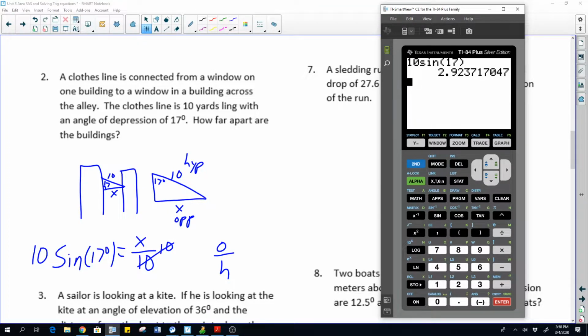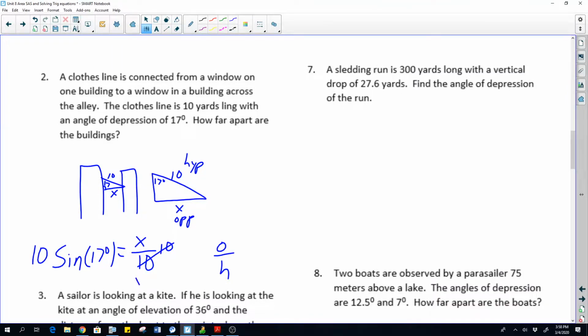Okay, so we got 10 sine 17 degrees. Awesome. And so that is going to be 2.92. So let's round to the nearest tenth because that's what we're used to doing on these problems. So x equals 2.92, or just 2.9. And then don't forget to label the yards. Yards. Okay, so there's the answer for number 2.